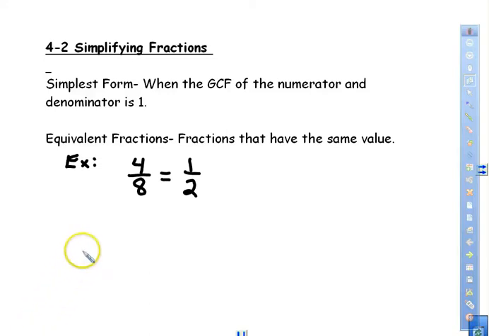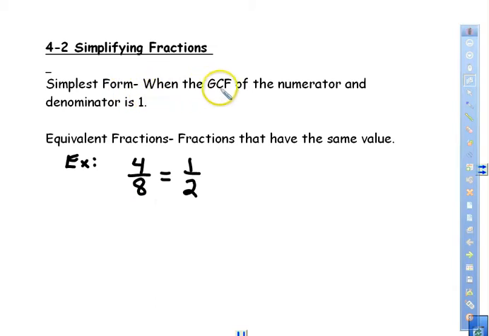Well, good afternoon. We are on 4-2, Simplifying Fractions. And what I want you to do is go ahead and hit pause and copy down this information, and then we're going to talk about it further. So go ahead and hit pause and copy it down.